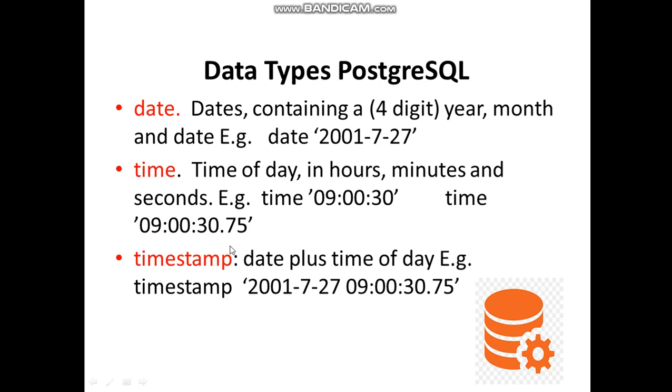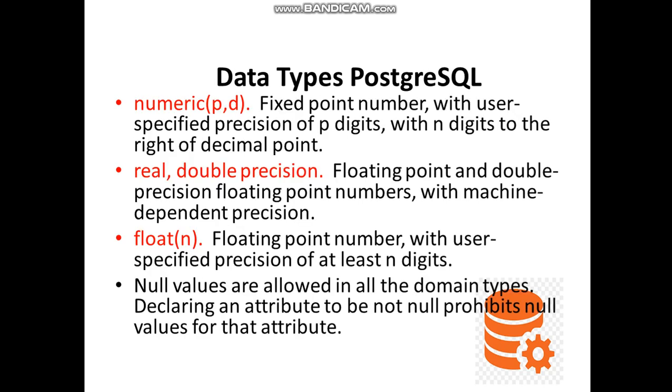Next data type is timestamp: date plus time of day. In the example timestamp, this is going to be your date and this is going to be a time. So timestamp gives us the day and the time. Next data type is numeric: fixed point numbers with user specified precision of p digits with d digits to the right of the decimal point. So in numeric, p is the number of digits and d is the precision, or the digits after the decimal point.